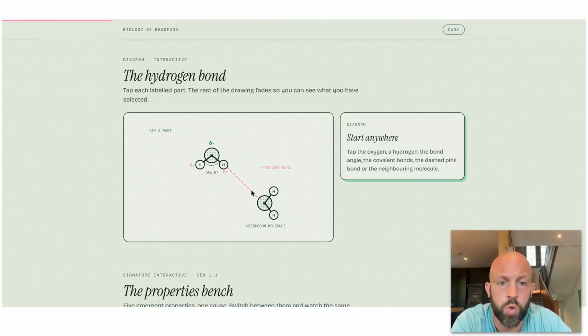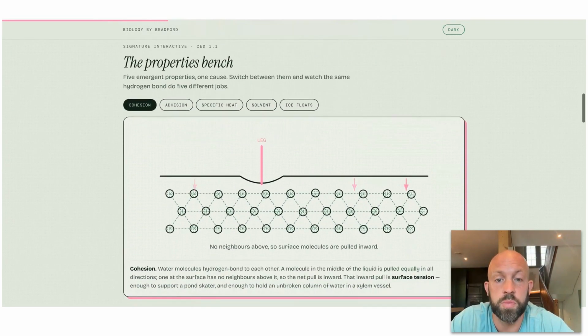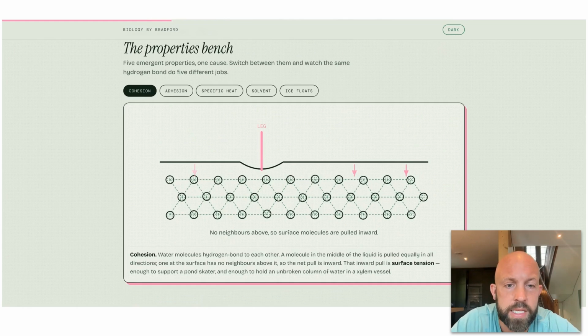Now, this is what we call a weak intermolecular bond. It's stronger than London dispersion forces. It's not as strong as an ionic bond, but it has a measurable effect. And that measurable effect means that we can see some properties that are specific to water. You don't find these properties in methane.